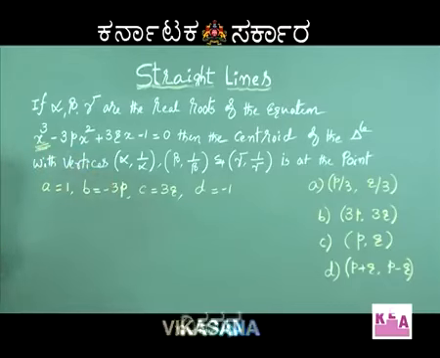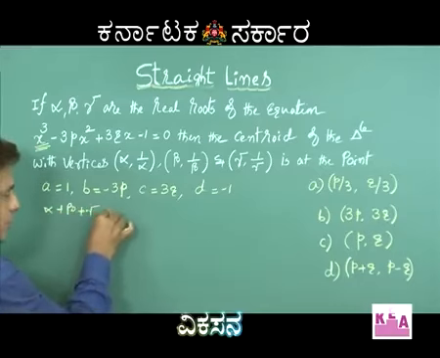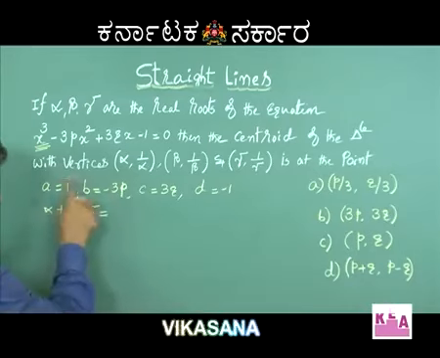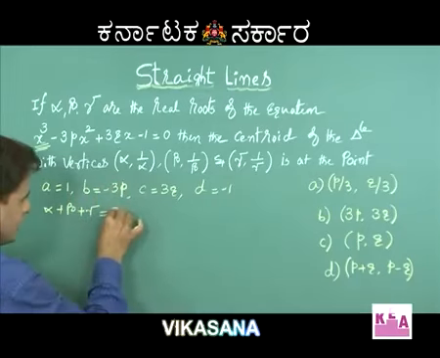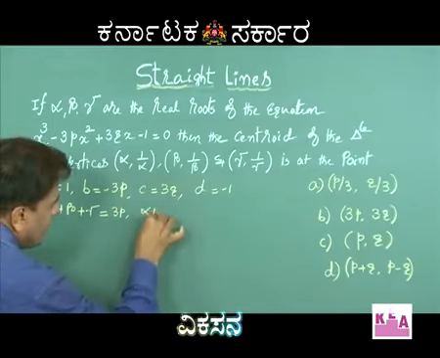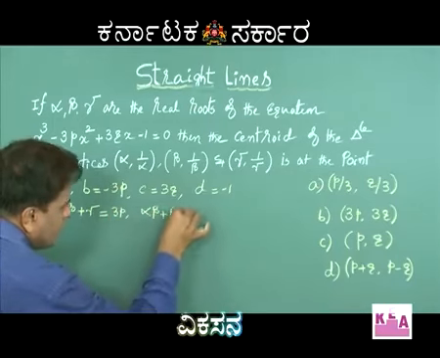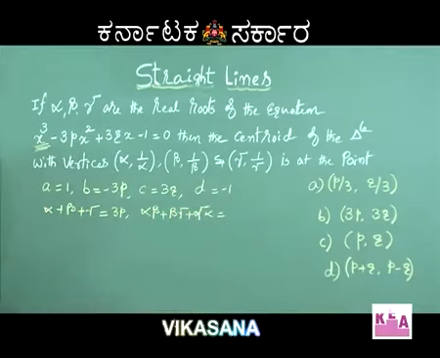Sum of the roots, alpha plus beta plus gamma, is equal to minus b by a, as you know the formula. Minus b by a means minus (minus 3p) by 1, therefore it is 3p. Sum of the product of two roots taken at a time, alpha beta plus beta gamma plus gamma alpha, is equal to c by a.